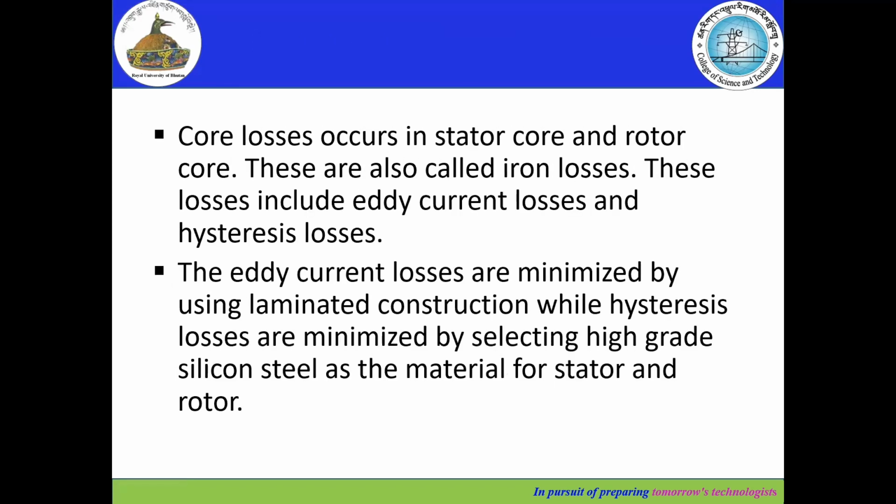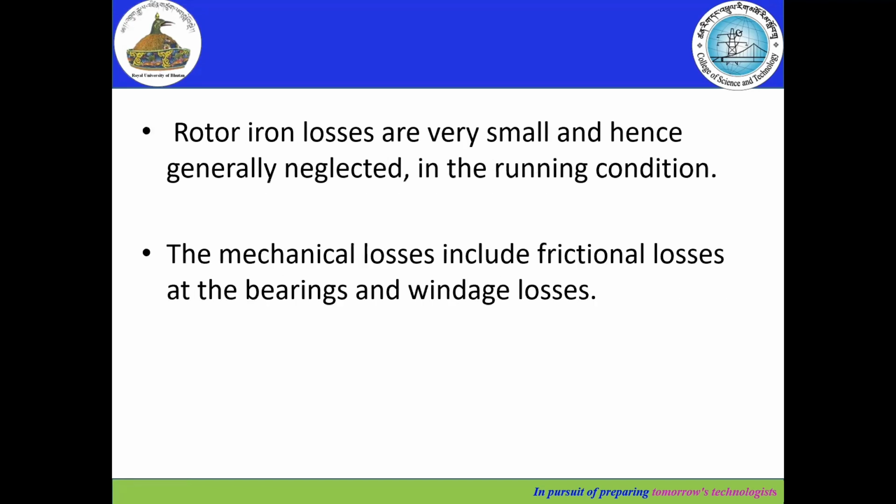The core losses occur in the stator core and rotor core, and these are also called the iron losses. These losses include the eddy current losses and hysteresis losses. The eddy current losses are minimized by using laminated construction, while the hysteresis losses are minimized by selecting a high-grade silicon steel as the material for stator and rotor.